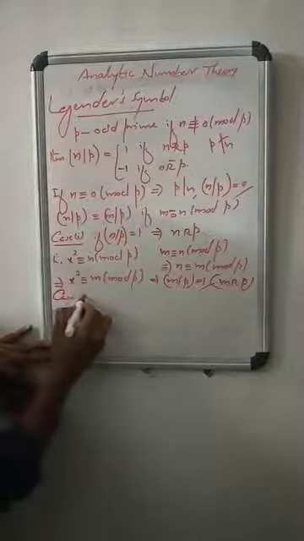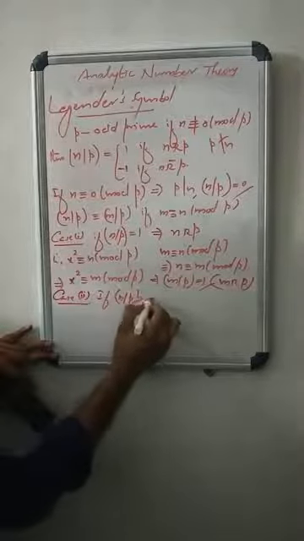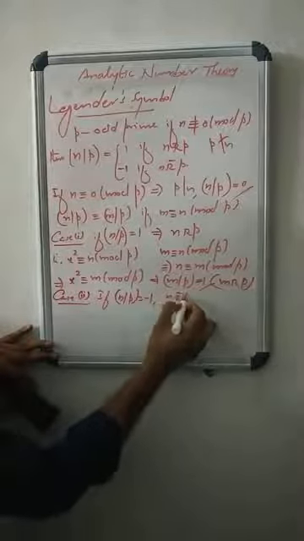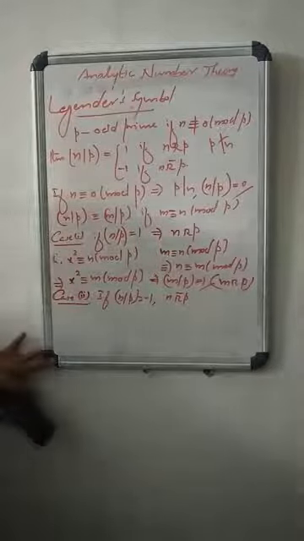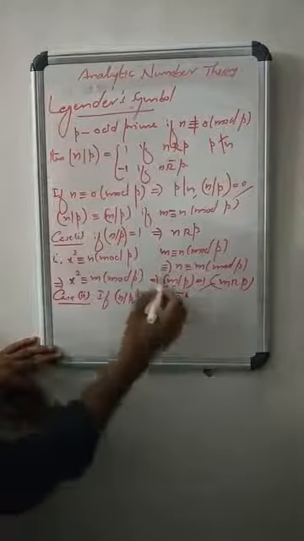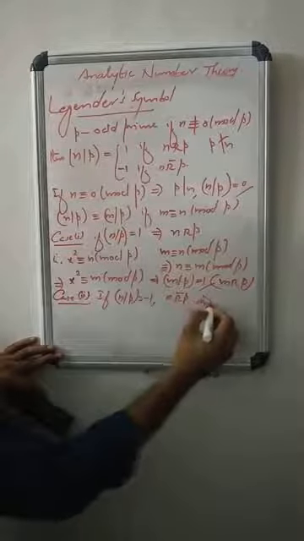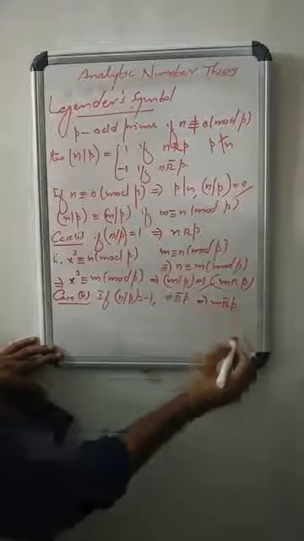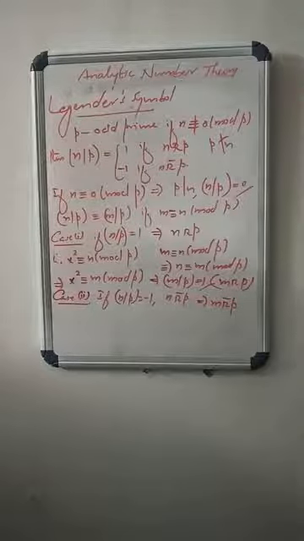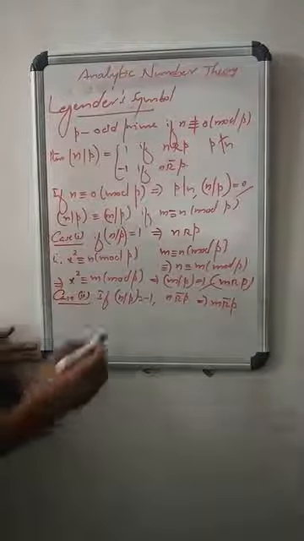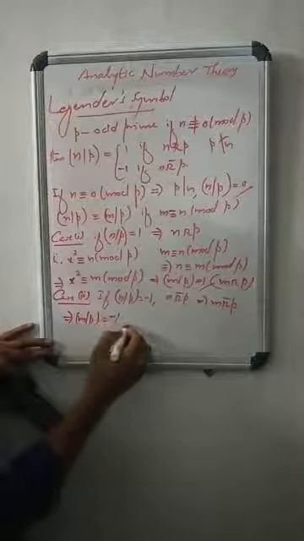What is the second case? Case 2: if (n/p) is minus 1, what happens? (n/p) is minus 1 means n is a quadratic non-residue mod p. But m is congruent to n mod p, so this implies m is a quadratic non-residue mod p. Why? Because m ≡ n mod p as well as n ≡ m mod p. So (m/p) is minus 1.